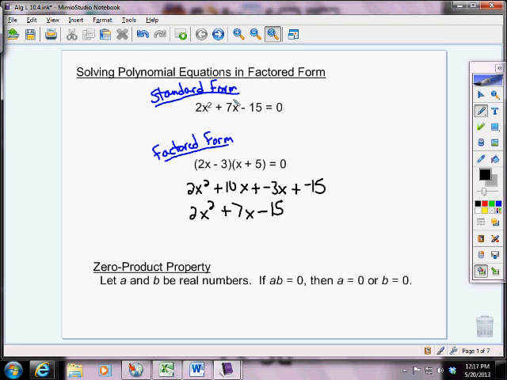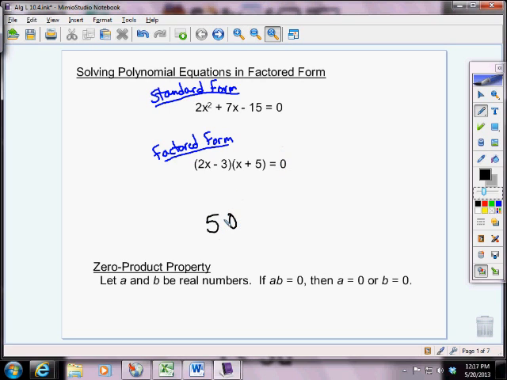Okay, so this is factored form, this is standard form. Don't worry about converting between the two yet, we'll get there. But once something is written in factored form, we can use the idea of the zero product property to solve. So here's the zero product property down here. Basically what it says is let a and b be real numbers. If a times b equals 0, then either a has to be equal to 0 or b has to be equal to 0. Basically, if a product equals 0, one of the factors has to be 0.